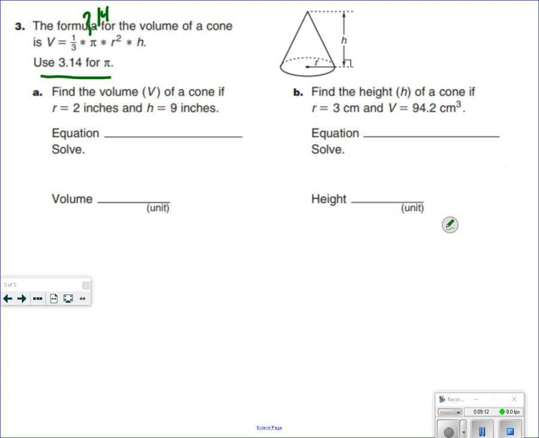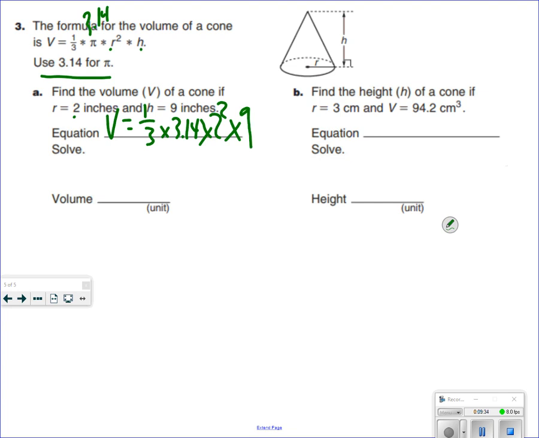So what's the formula like? V equals 1/3 times 3.14 times the radius squared. So my radius is 2, so I'm going to go 2 squared times my height, which is 9. Well, let's go ahead and just type this into my calculator.